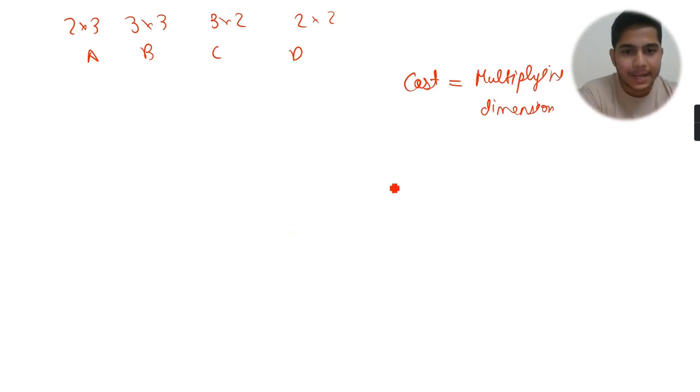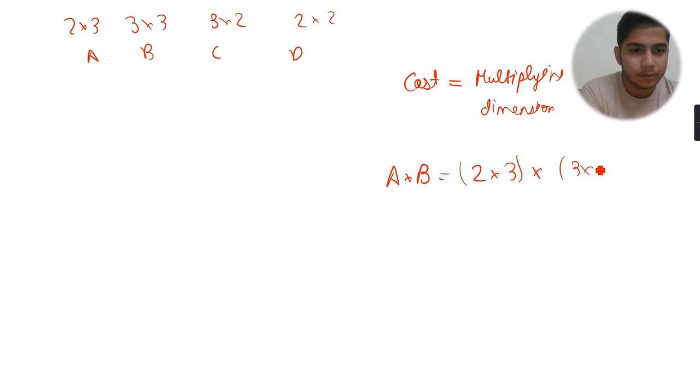So suppose I multiply A into B. What will be the cost? 2 into 3, and we multiplied 2 into 3 into 3 into 2. So this inside multiplication is just showing the dimensions. So the cost for this will be 2 into 3 into 2. That will be 12.